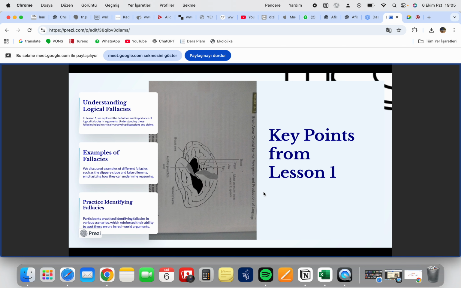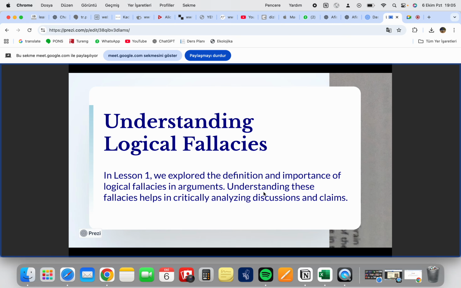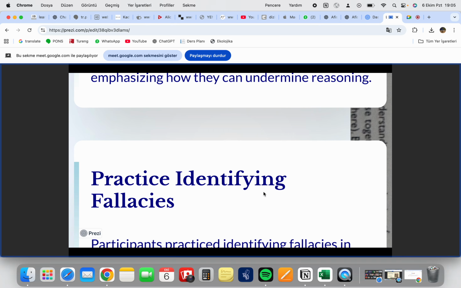First one is ad hominem. It means personal attack. And then we will talk about straw man, which is misrepresenting the argument, and then red herring, and then appeal to emotion, which is using feelings instead of facts, and appeal to authority, using irrelevant experts, and then appeal to popularity. That means following the crowd. We all know that term actually. We will go one by one with examples, questions, and small reflections together. And I wrote some key points from lesson one to remember.